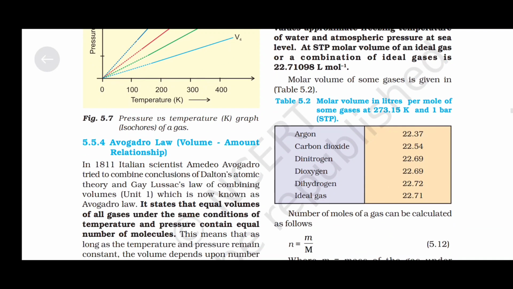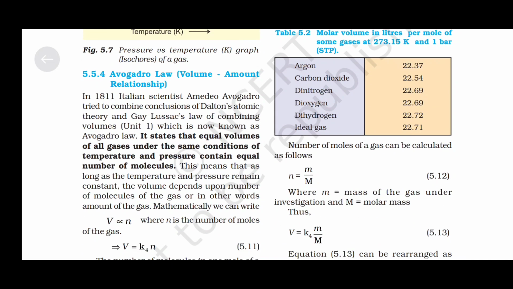Avogadro law, volume-amount relationship. In 1811, Italian scientist Amedeo Avogadro tried to combine the conclusion of Dalton's atomic theory and Gay-Lussac's law of combining volumes, which is now known as Avogadro law.